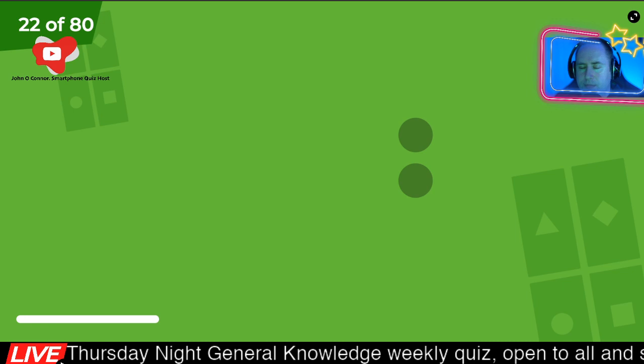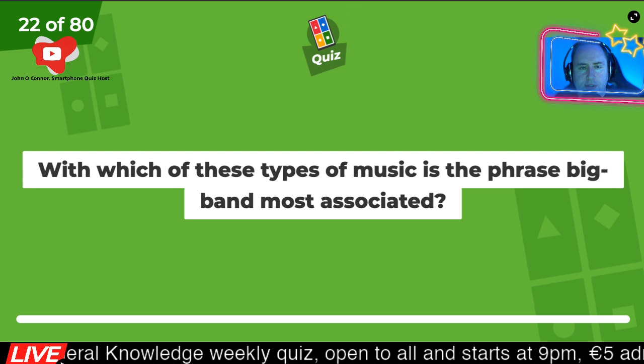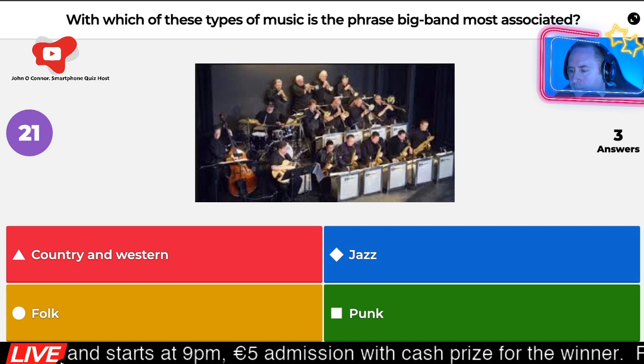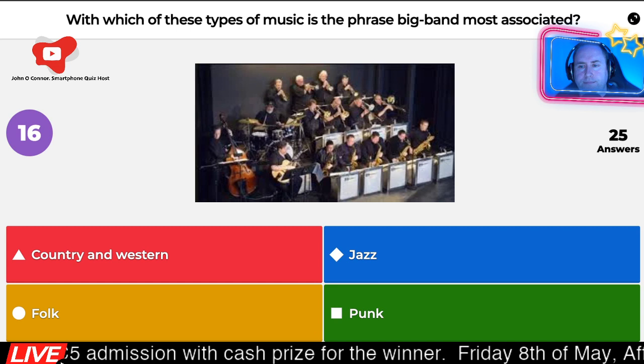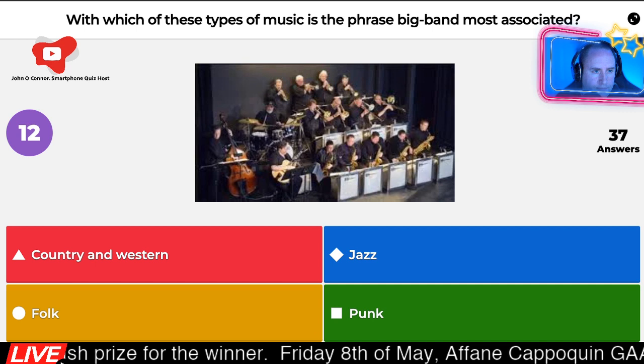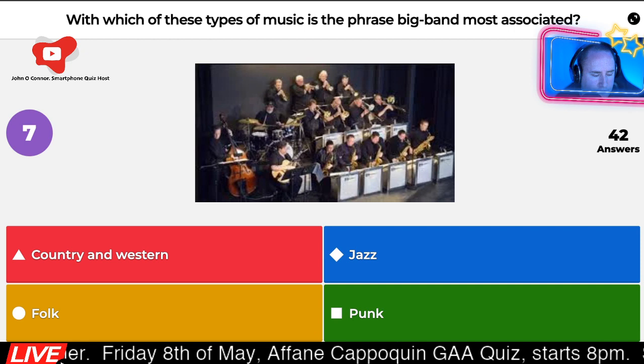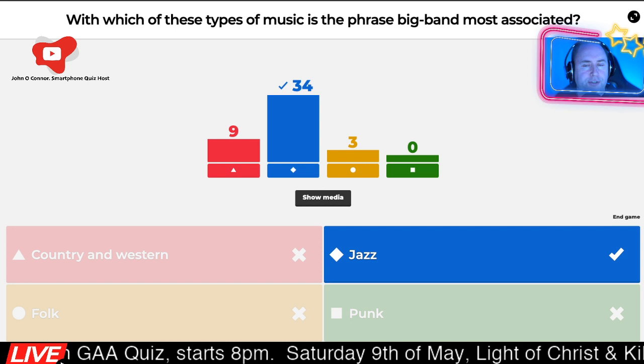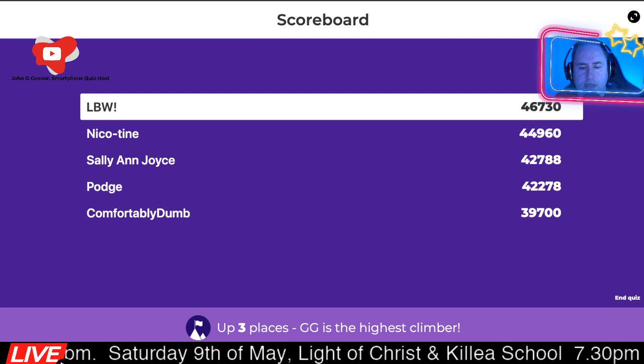With which of these types of music is the phrase big band most associated? Is it country and western, jazz, folk, or punk? Thirty-four correct answers here. It is jazz is the correct answer. No change in the top five. GG, highest climber. Here's question 23.